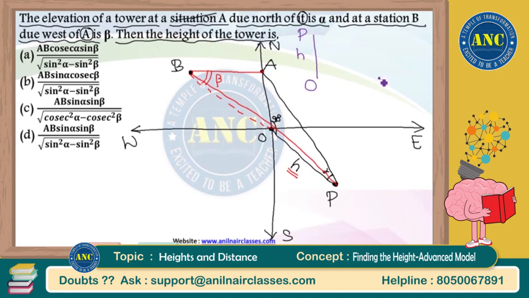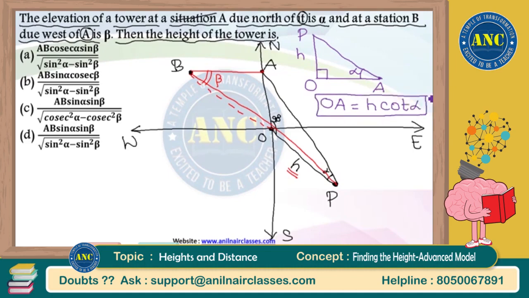There is some point A, and this is making an angle of elevation of alpha. This is 90 degrees. Same as the previous problem, OA is equal to H cot alpha. Exactly similar to my previous problem. You don't need to draw this diagram also. Yes, if you draw, you will understand in a better way. But even if you don't want to draw, draw this smaller triangle to understand it better.